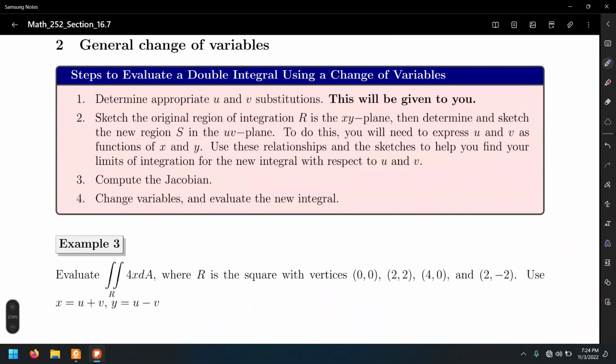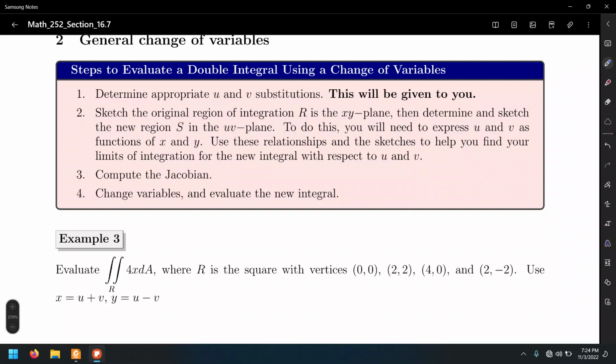So let's look at the process. Number one, determine the appropriate u and v substitutions, and that's always given. All right, you don't have to figure it out. Sketch the original region of integration in the original world, which is what we call the world of R, which is usually the xy plane, and then determine and sketch the new region S in the uv plane, that is the transformed world. To do this, we need to express u and v as functions of the original world, that is of x and y. All right, and then we're going to use these relations and sketch to help find the limits of integration for the new integrals with respect to u and v.